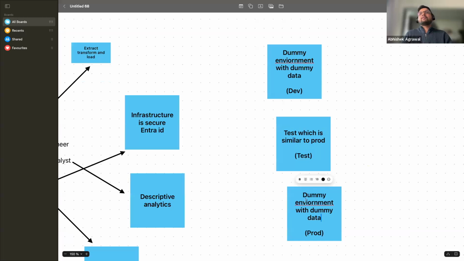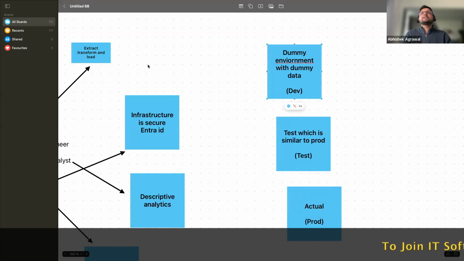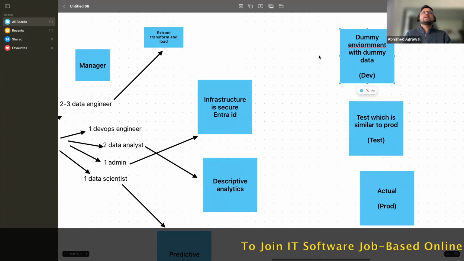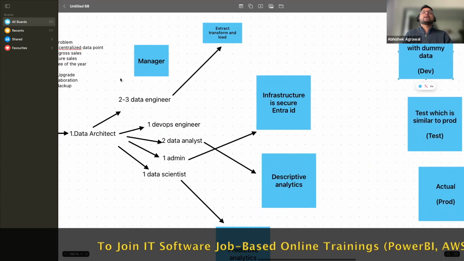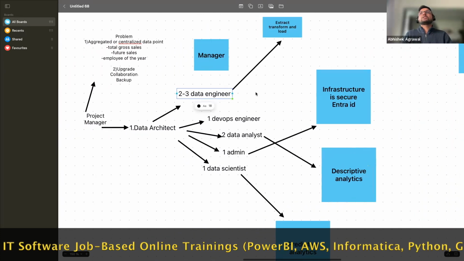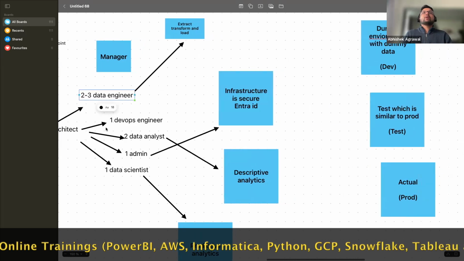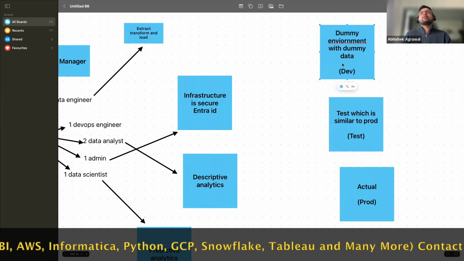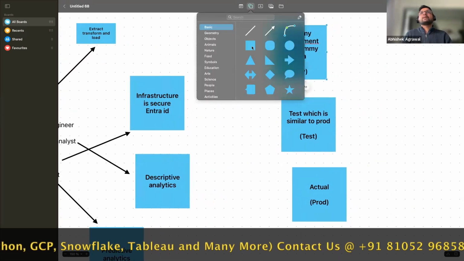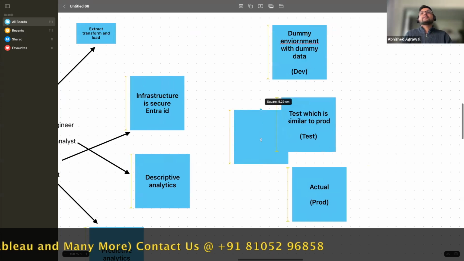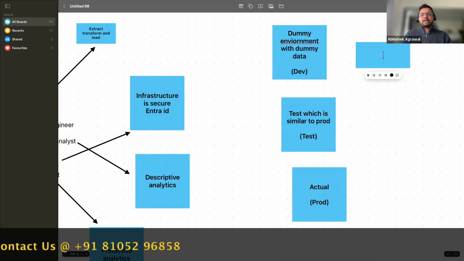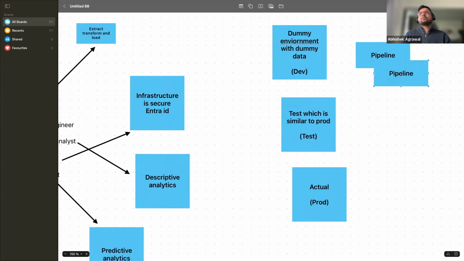And prod, which is the actual environment, right? Suppose the data engineer creates a pipeline. The data engineer says, I created a pipeline which can move the data from this place to this place. So what will the DevOps engineer do? The DevOps engineer will move this pipeline from this environment to the test environment, and the testing will happen, whether it's functioning right or not.